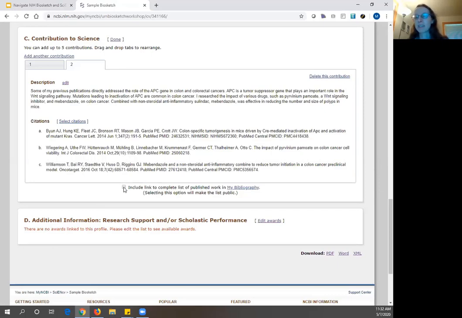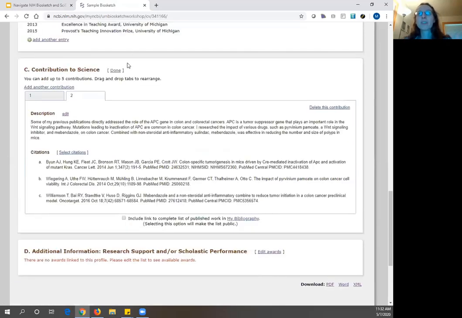That does not mean that someone can go in and actually make changes to your My Bibliography. It just means that someone with the link can see that full list of citations. Note that it is the full list of citations. There's no way to say, I only want to share my first 50. It doesn't work that way. It's going to be all or none. So that's the contribution to science section. And once done, I can click done.